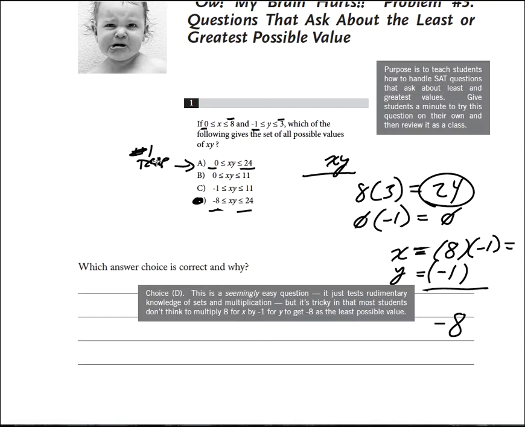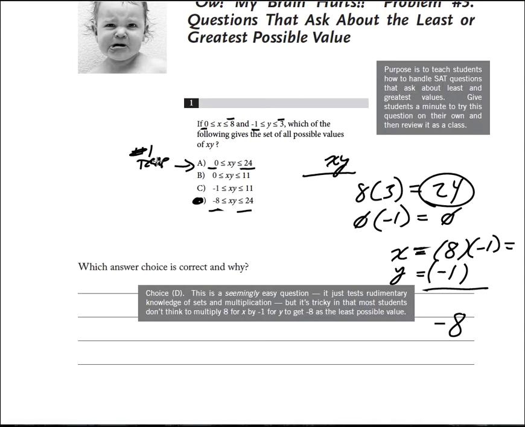Is there any other choice here among the others that has a broader range, that gives me a bigger range? Okay, choice D does, right? It goes from -8 to 24. I still think my answer is A here. Is there any possible value that I can choose for x and y that would enable me to get -8 for x times y? Let me think about that. I can use 8 for x and -1 for y, and in fact that would give me -8.